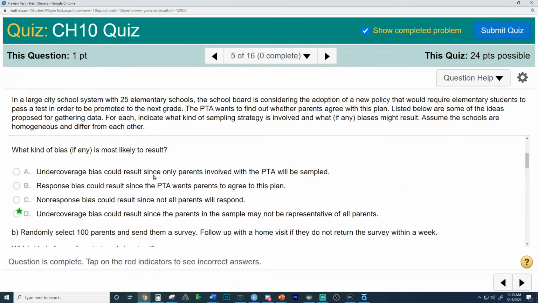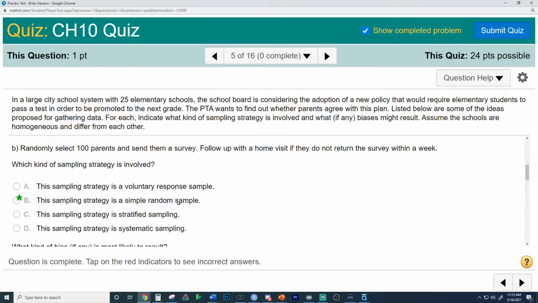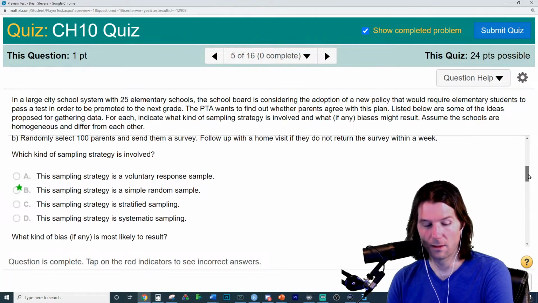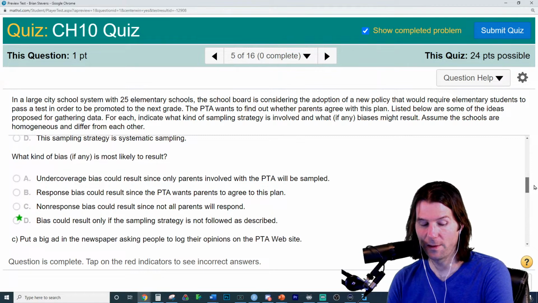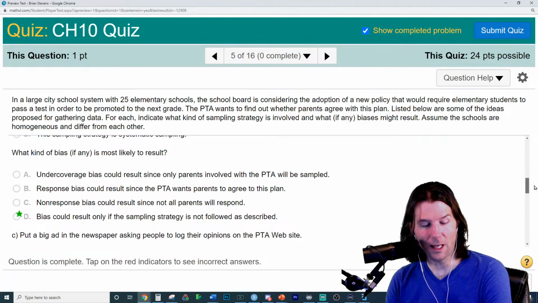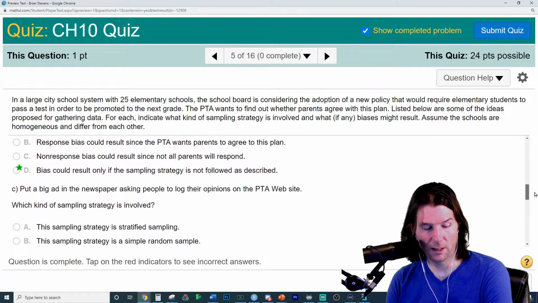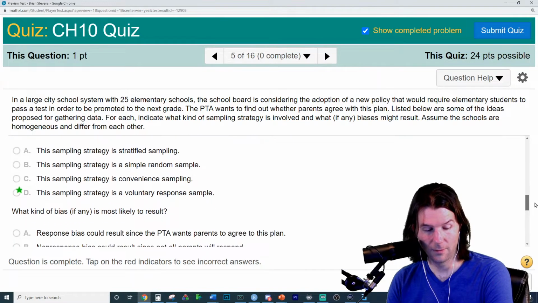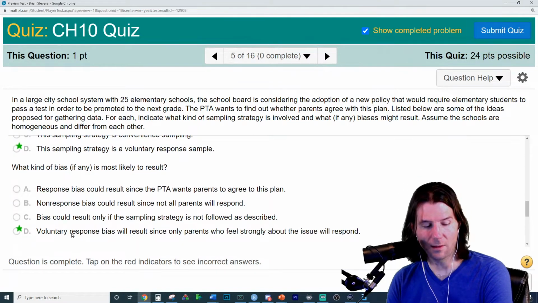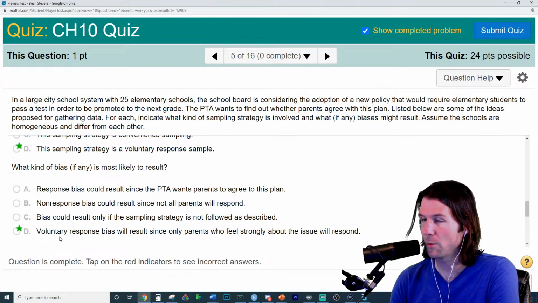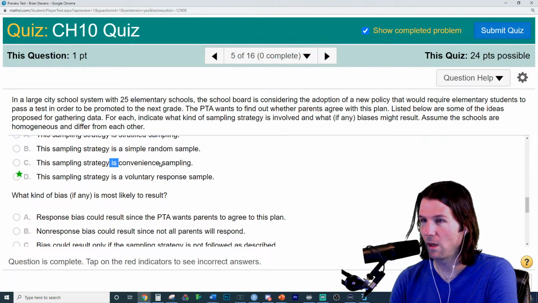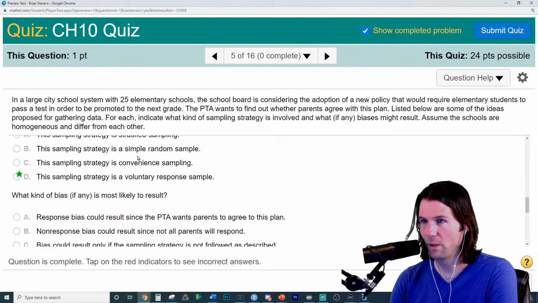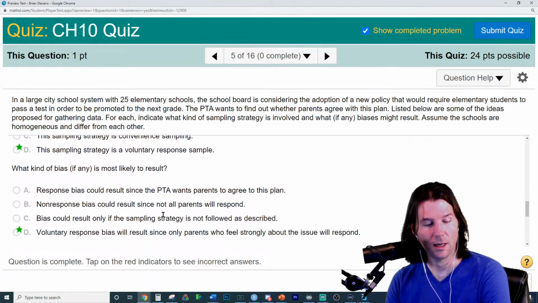There it is, simple random sample. And this is a very good way to do stuff. This is perfectly fine. No bias. Bias would only result if you put a big ad in the newspaper. That's going to be voluntary again, or convenience. This is going to be convenience. No, voluntary. Sure, whatever. And voluntary bias, yeah. If you're between voluntary and convenience, because I've done this one a lot, and you see here that there's voluntary bias, and you're between these two, then it's voluntary.